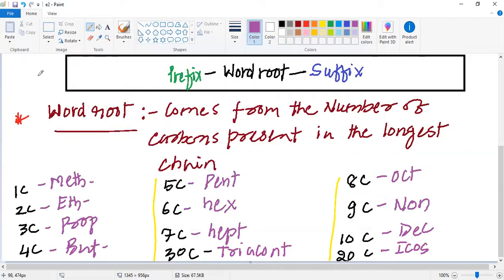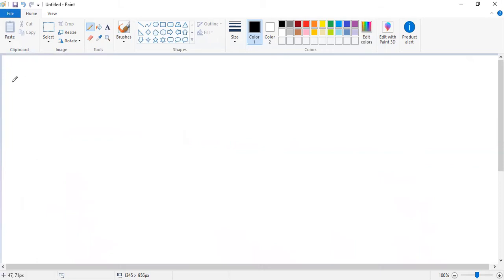Okay, then see the next part that we want to study about is our prefix. So let us study about prefix. Generally, prefix comes from the various branches, my dear students. So prefix comes from branches.